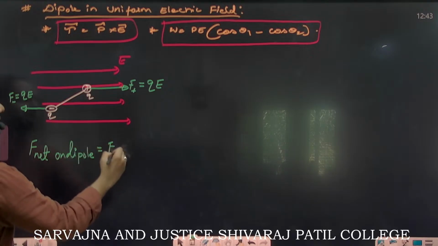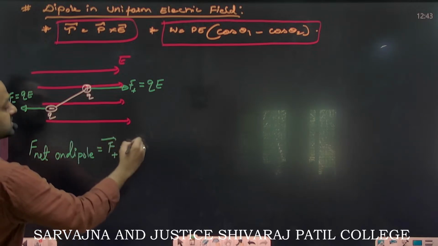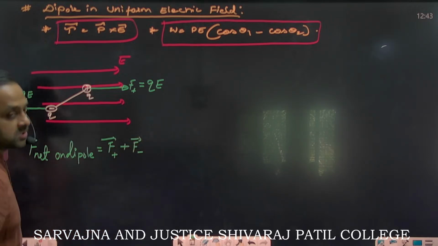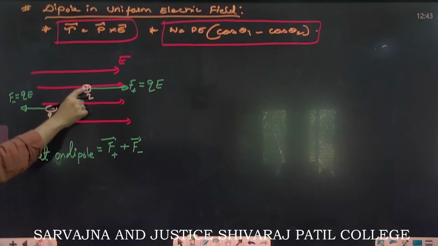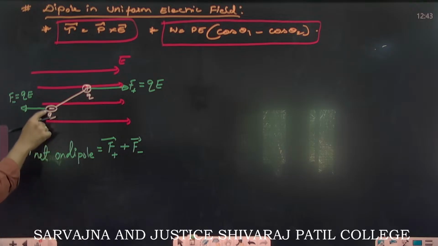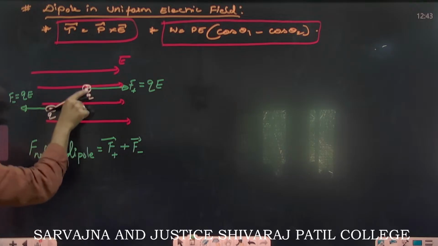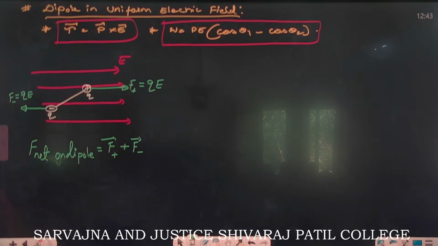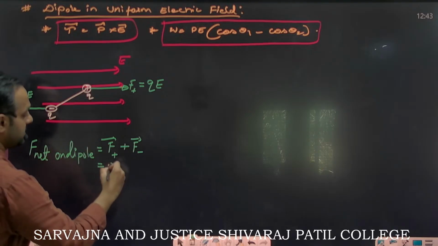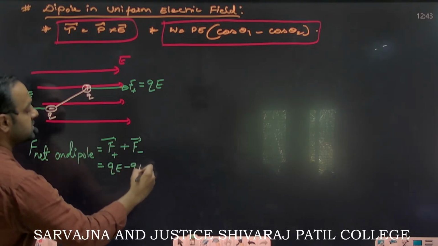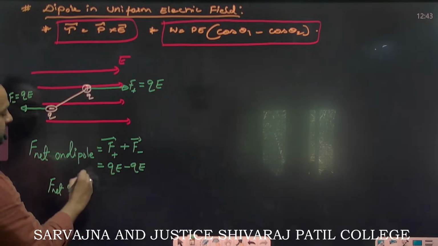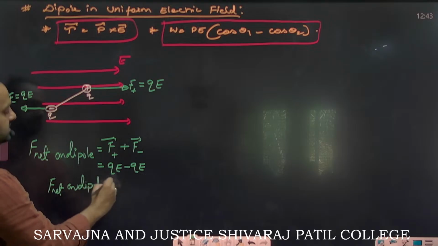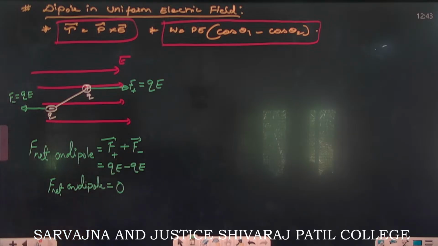it will be force on plus q plus force on minus q. Yes sir. Because a dipole consists of what? A dipole consists of minus q and plus q. So what will be the net force? Net force will be qE minus qE. So the net force on the dipole, yes, it's coming out to be 0.